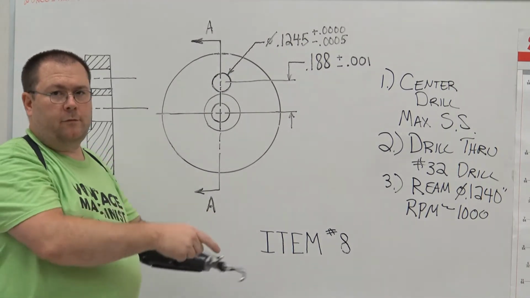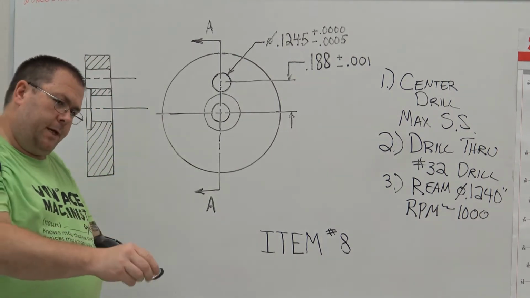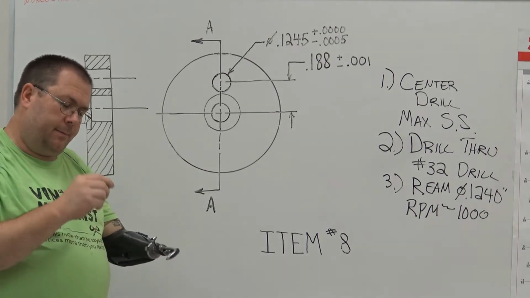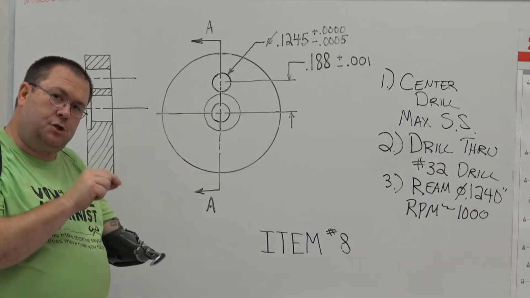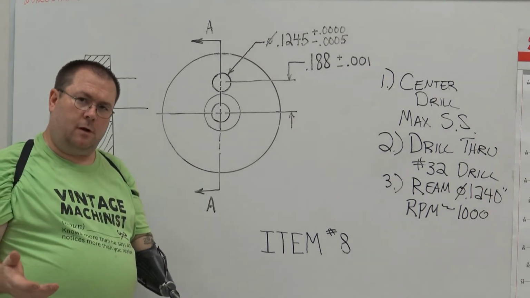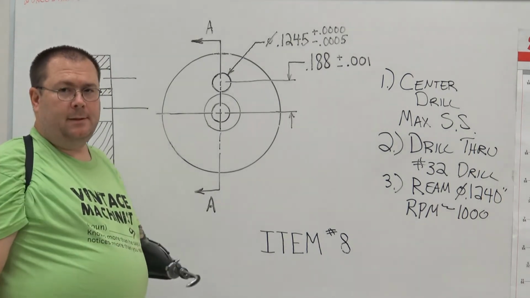Then we're going to move over to our manual arbor press and pick up one of the dowel pins that are supplied to each student. Pick up a dowel pin. Number 1, I want to make sure it doesn't fall through the hole. If it falls through the hole, I want you to decide and tell me what happened.